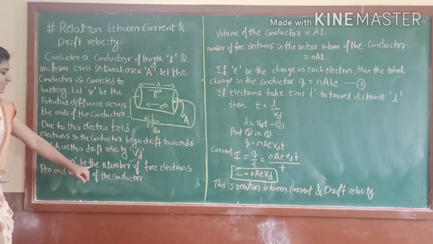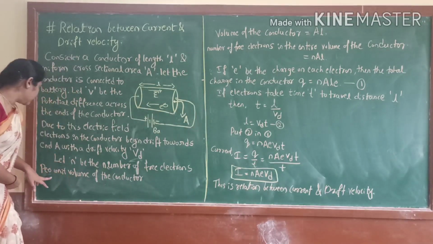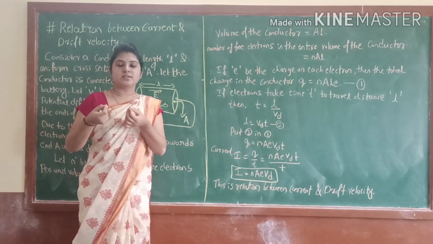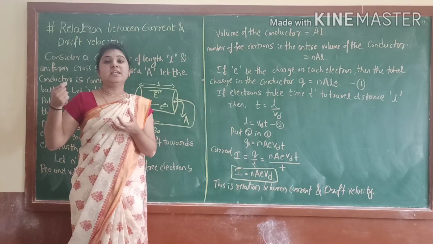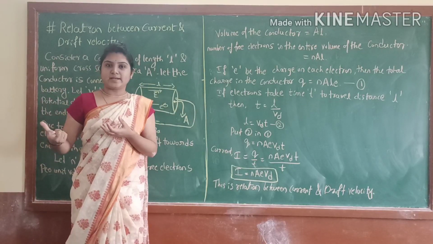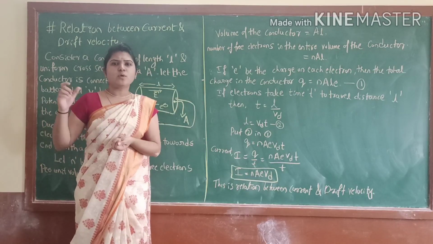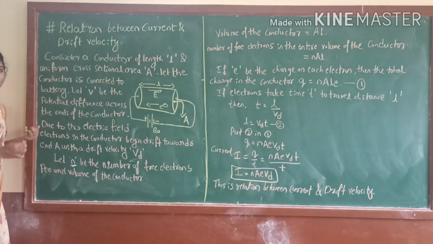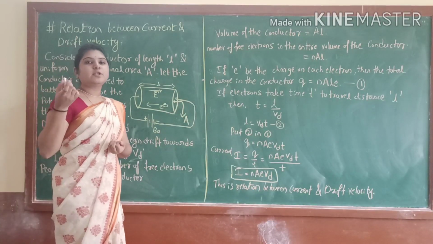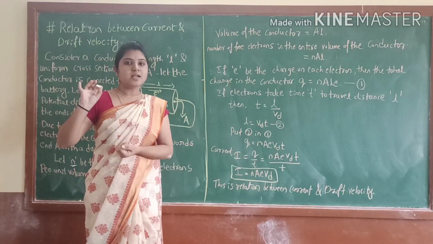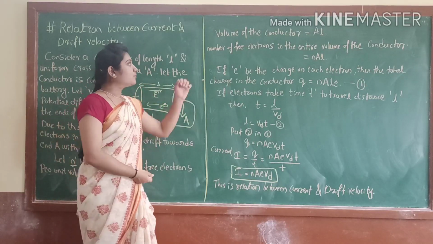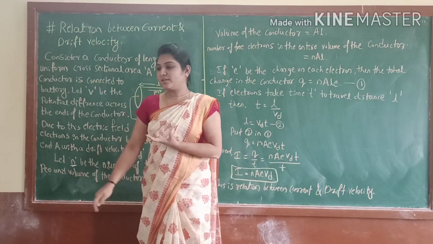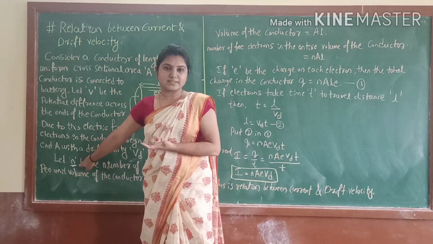So let n be the number of free electrons per unit volume of the conductor. So in that conductor we are considering n number of free electrons, right? How many are there? We don't know the exact number. That's why I am considering n here. Small n number of electrons per unit volume are present in the conductor, right? So we know how many electrons are present, that is n electrons per unit volume.